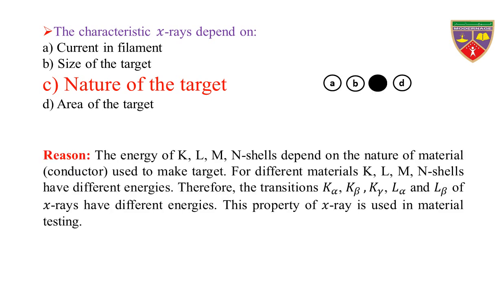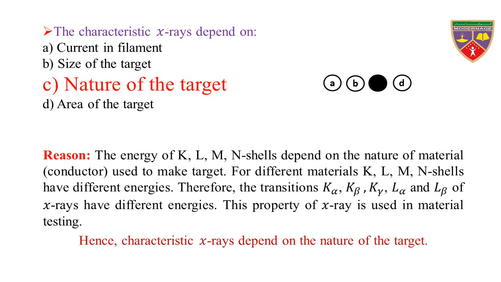Reason: the energy of K, L, M shells depends on the nature of the material used to make the target. For different materials, K, L, M shells have different energies. Therefore, the transitions K alpha, K beta, K gamma, L alpha, and L beta of X-rays have different energies. This property of X-rays is used in material testing. Hence, characteristic X-rays depend on the nature of the target.